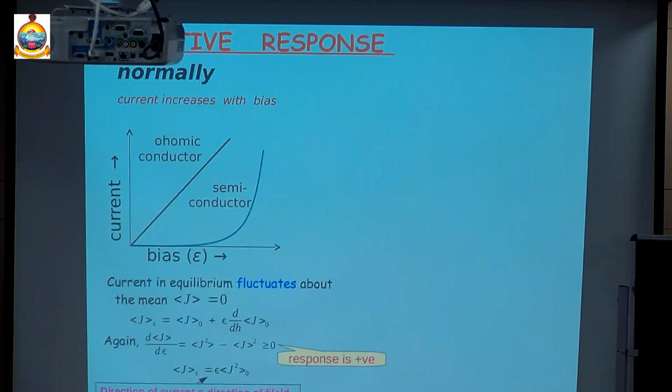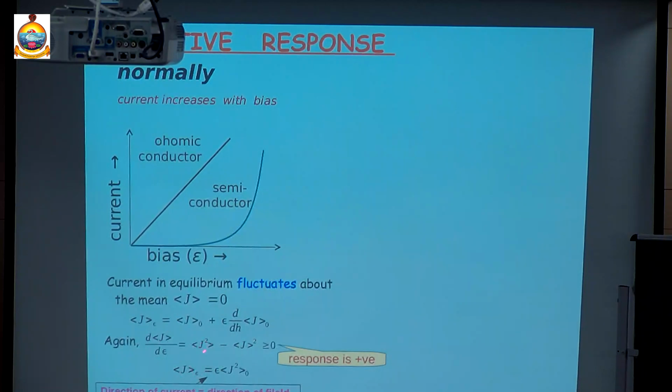Here it is better. Okay. So J epsilon is J0 plus epsilon del by del H. And this one is just a fluctuation. So del J by del epsilon, this is like di by dv, equal to J square average minus J average square, and this is a positive quantity because it is just J minus J average, squared, averaged. So this is positive. Which means the response is always positive. Di by dv, this is the resistance, that is always positive.